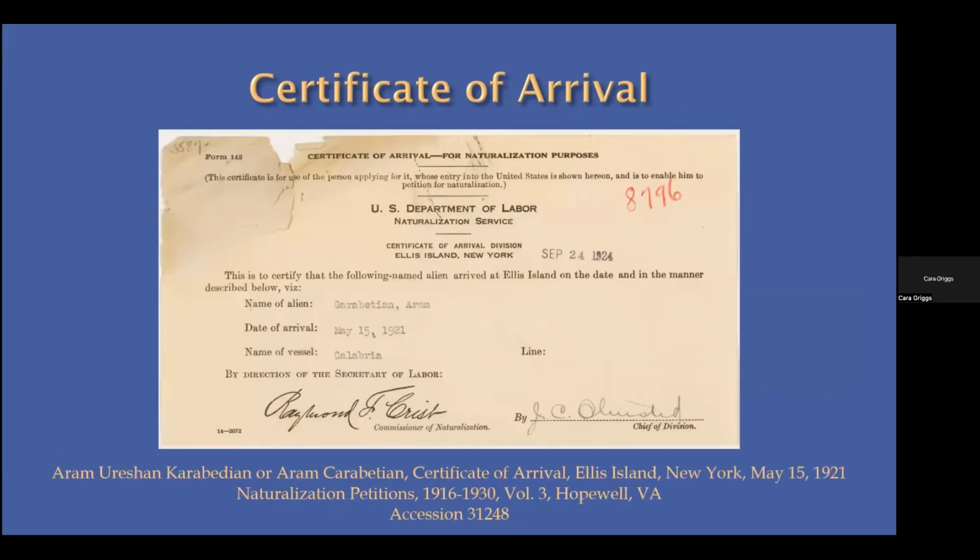Be sure to take a close look at whatever records you find. Look at this citation for this certificate of arrival. Aram Karabedian's name is spelled Karabedian on his petition for naturalization, but it is spelled Carabetiin on this record. So if you're looking for his original passenger list, you're going to need that alternate spelling with a C and not the one with a K.